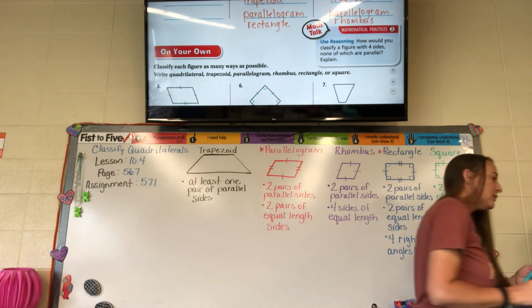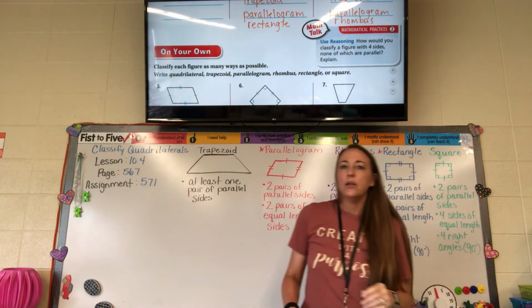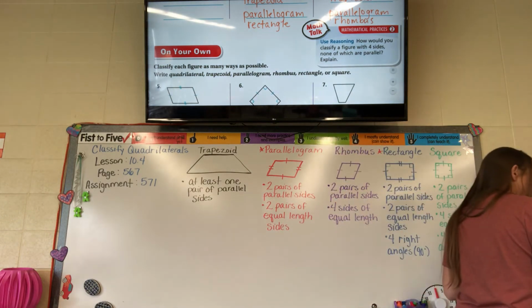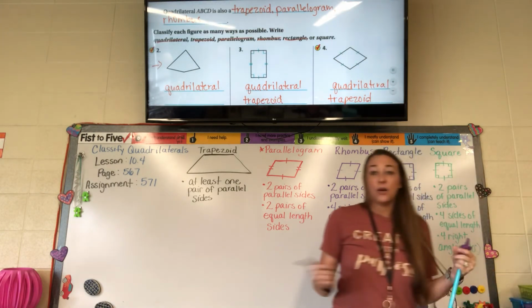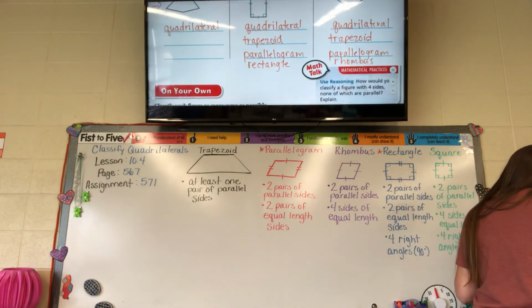Someone wants to know how you would classify a figure with 4 sides, none of which are parallel. Well, we kind of did that just a second ago with this guy. We would classify him as a quadrilateral. He has 4 sides, but none of them are parallel.